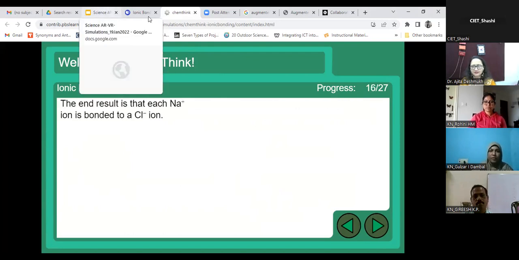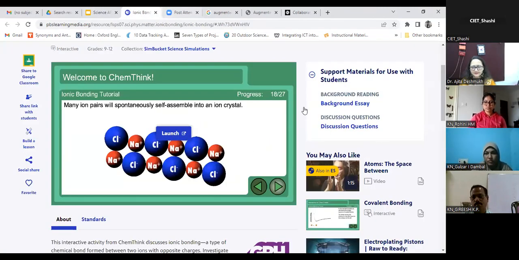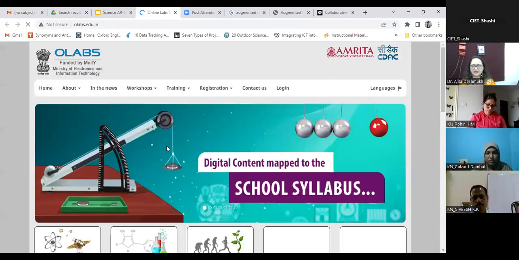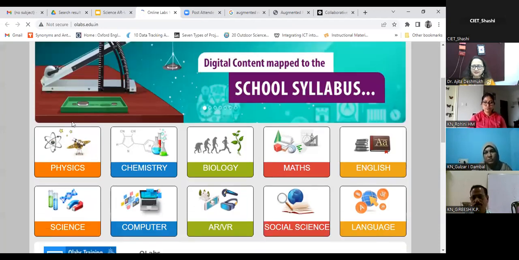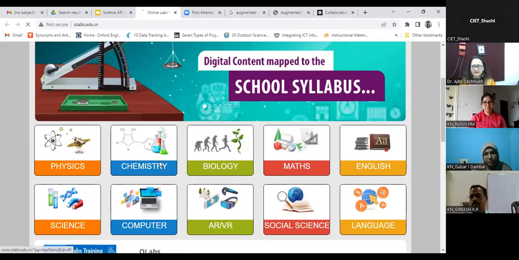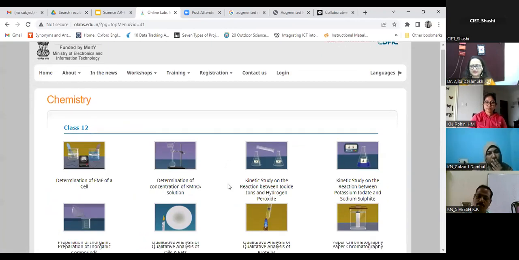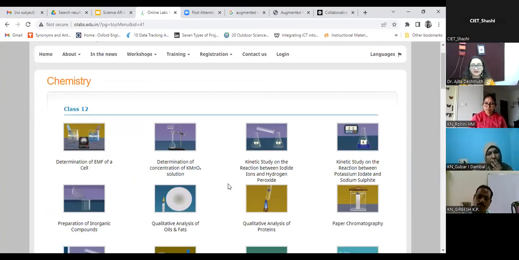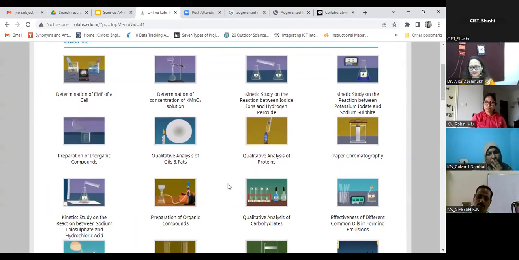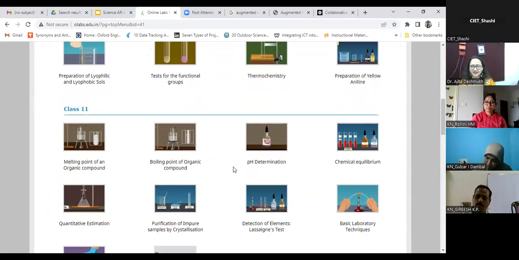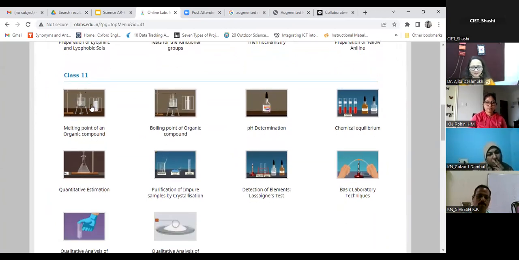Then I will take you to another one, which is, I think you will be happy with this. Have you tried the OLABs? Okay, if you haven't, then you should, because this is something which is excellently done. Now this is as per the grade, so that helps you a lot. You don't have to agree on whether this is suitable for my class or not. And I pick up something at random. I will not know whether this is correct or not.